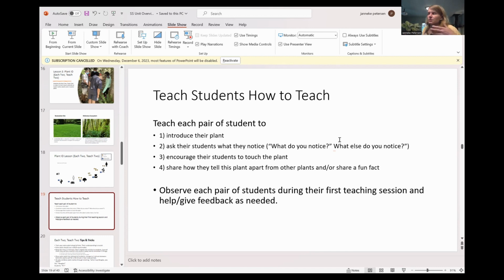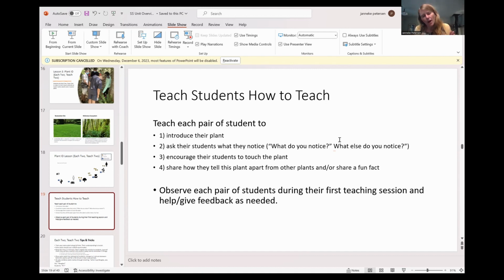Use their senses, their sense of touch, their eyes to observe the plant. And at the very end, you're going to share with them how you tell this plant apart from other plants in the forest, or you can share a fun fact about this plant. And if you have fun facts to share about plants, you can. You don't need to share a fun fact. The students might also have a fun fact.